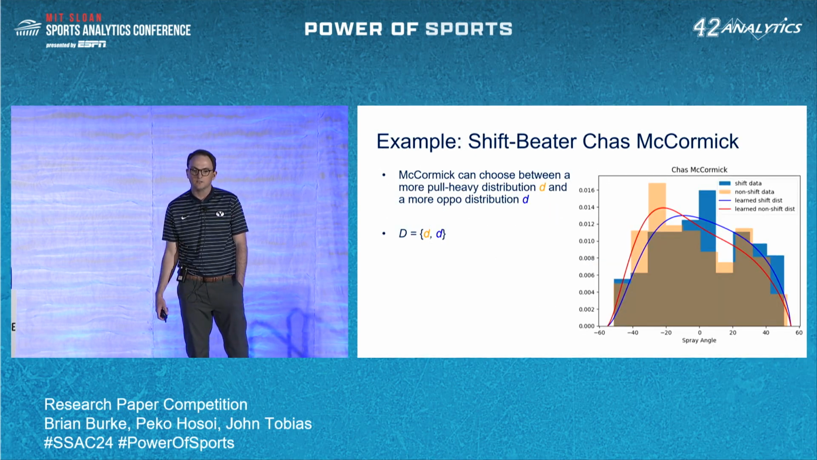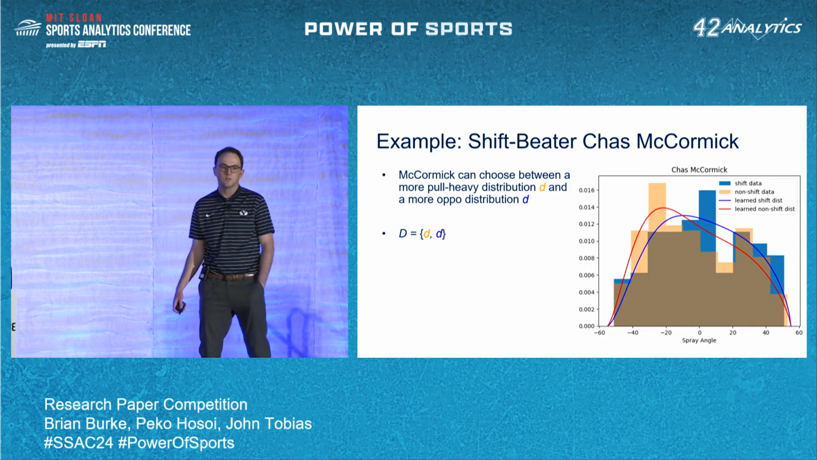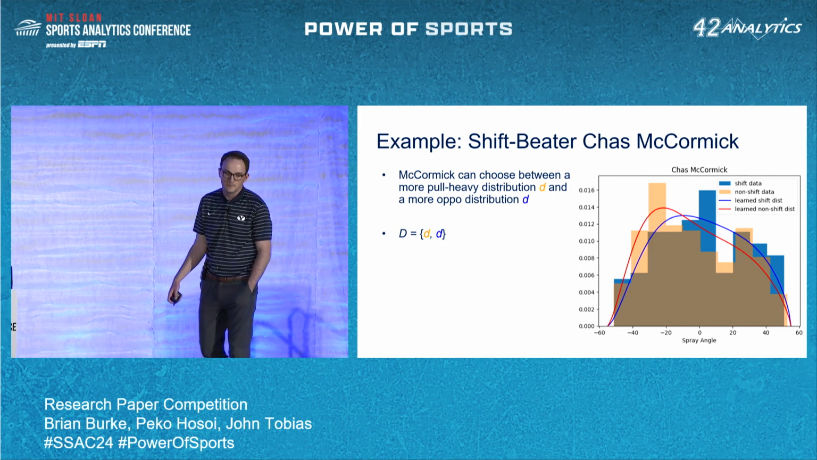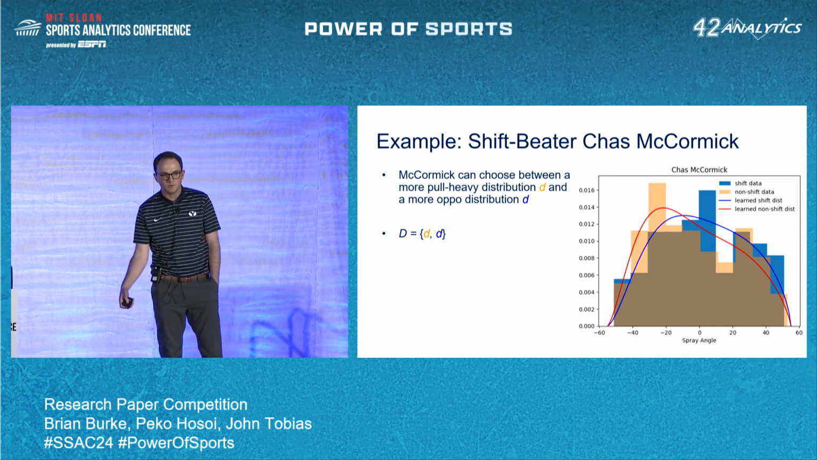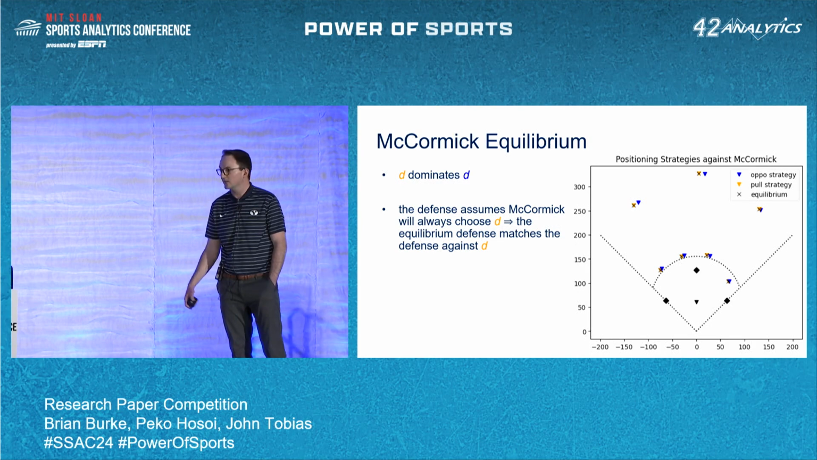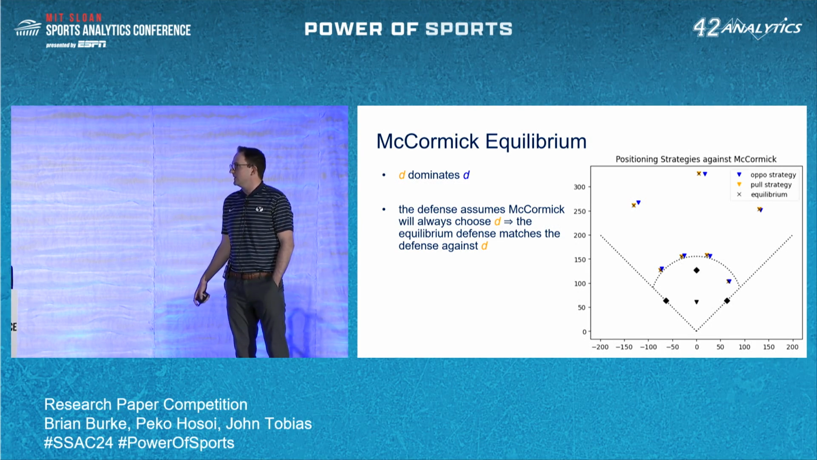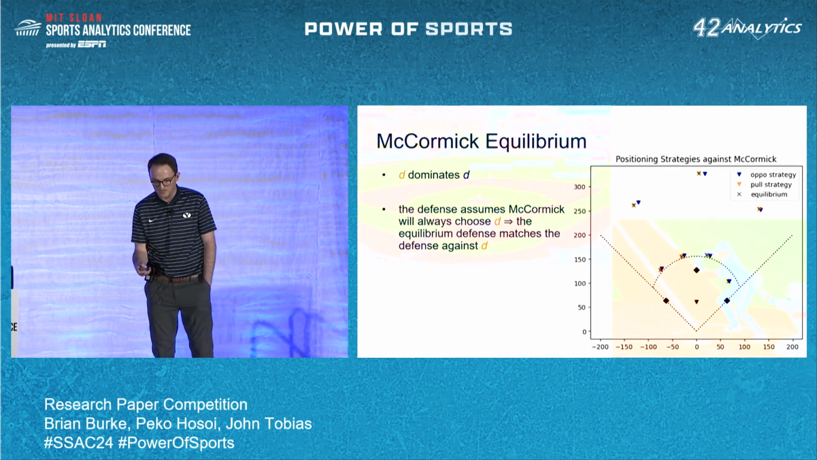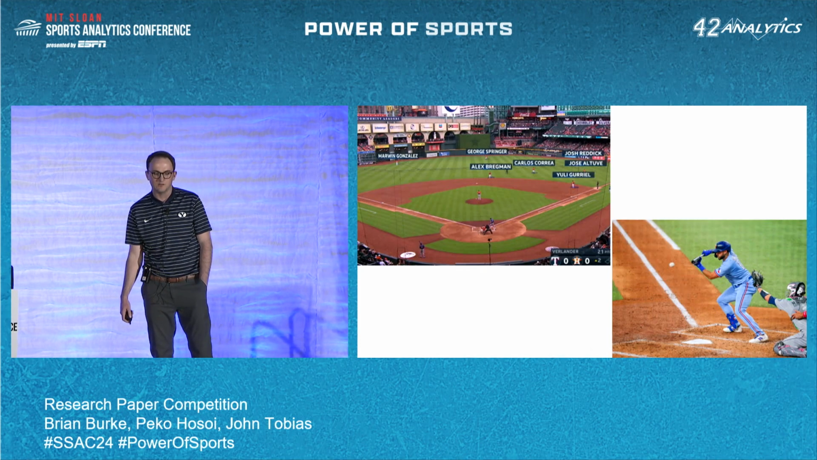So if we think about Chas McCormick, we can assume that he's choosing between the orange, more pull-heavy distribution, or he's choosing between the blue, more oppo distribution. And then we can solve for an equilibrium positioning strategy for Chas McCormick. And when we do that, we get this result. And I'm actually not going to spend much time on this result because I think the next example is much more interesting. And that example is Joey Gallo.